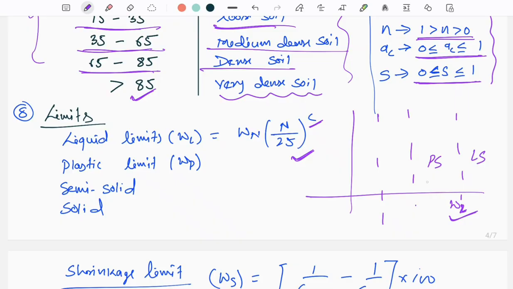The plastic limit is the border between the liquid limit and the solid limit. So this is the plastic limit. And semi-solid is the border between the plastic limit and the solid limit, and above that there is solid.